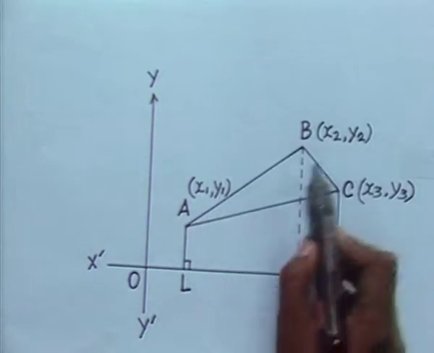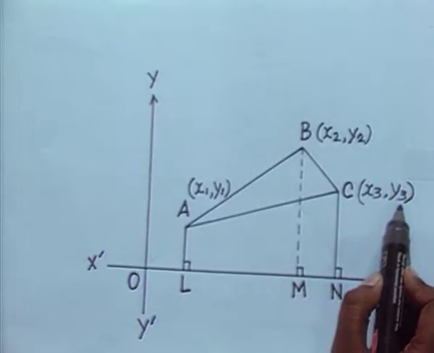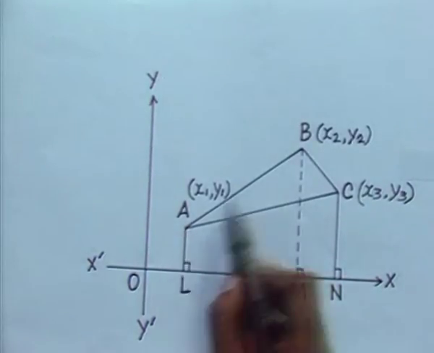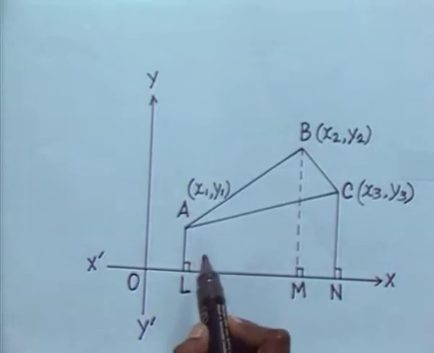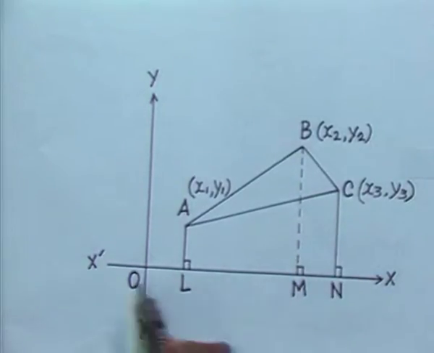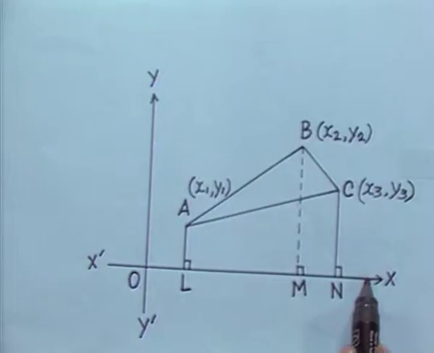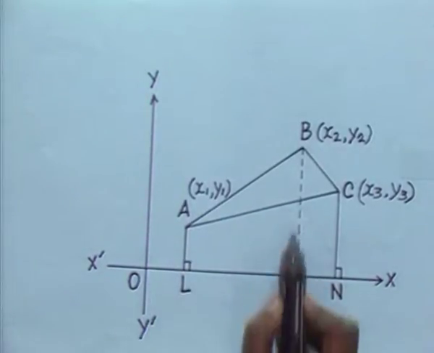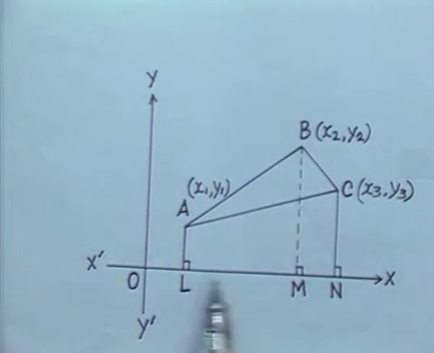Consider the triangle ABC with coordinates (x1, y1), (x2, y2) and (x3, y3). Now we want to find out its area using these coordinates. So first of all, we draw perpendiculars AL, BM and CN to the x-axis. Then we get three trapeziums: ALMB, BMNC and ALNC. And you know that if we know the coordinates of a trapezium, then we can very easily write out its area. Now I can follow.